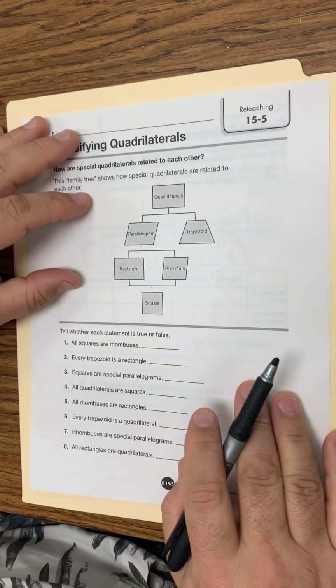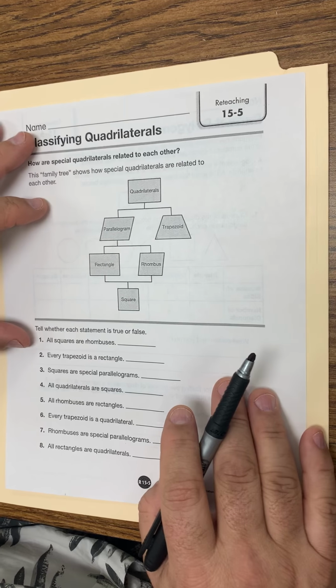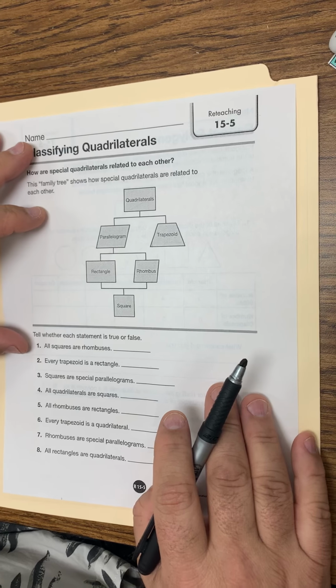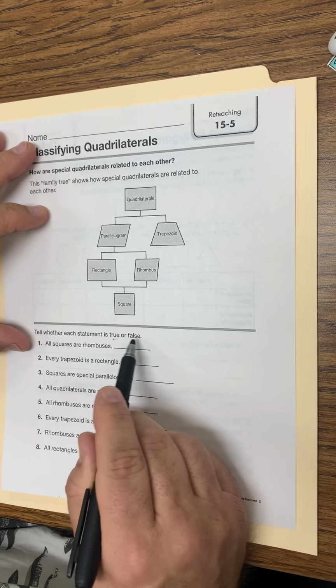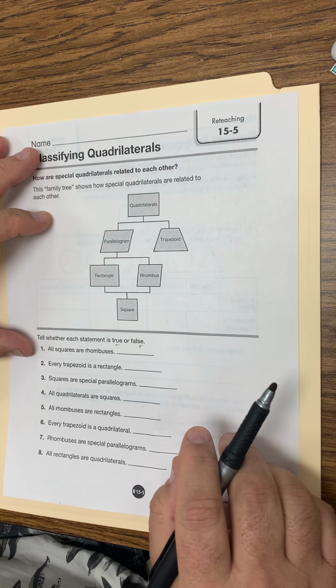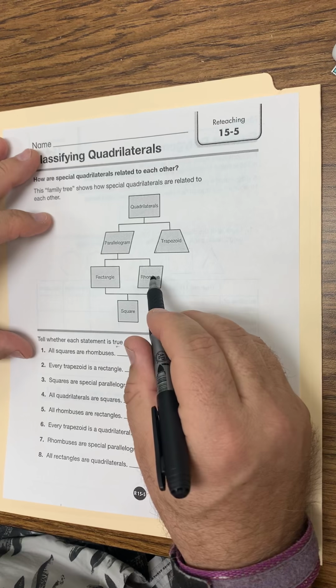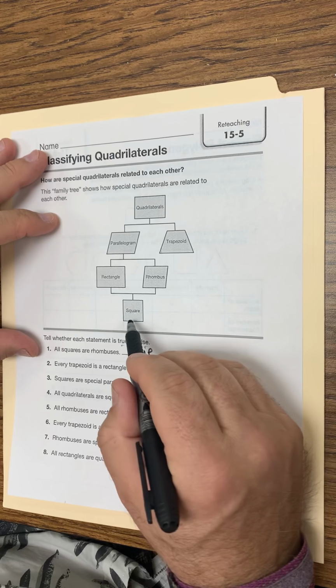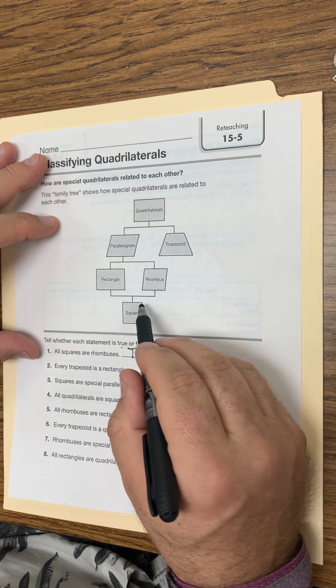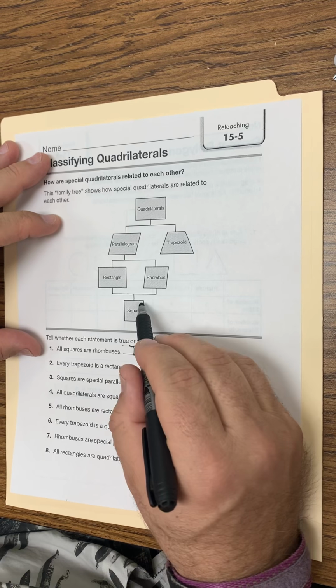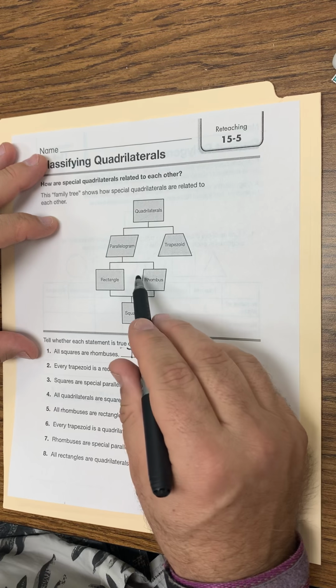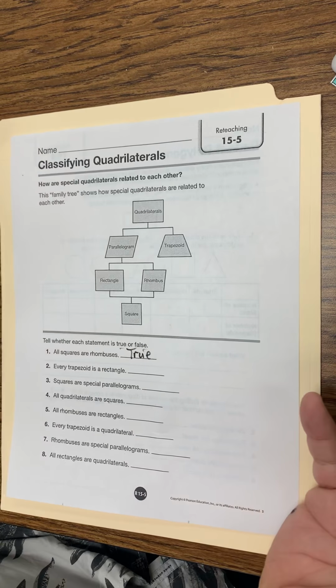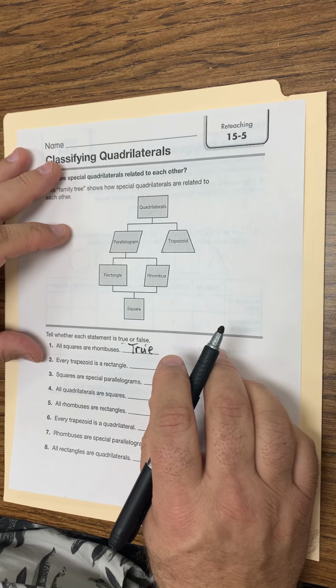So, let's go through this. So, the first question is, all squares are rhombuses. Is that true or false? That's what you're writing down for 1 through 8. Well, yeah, that is true, because squares and rhombuses have four equal sides. They have opposite but equal side angles. So yeah, that is true.